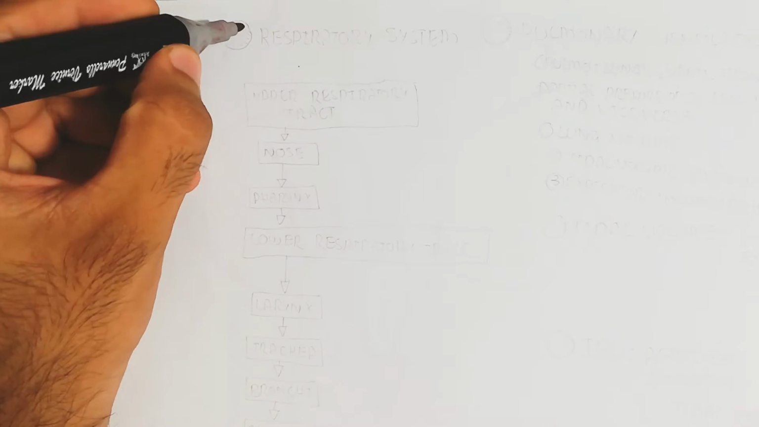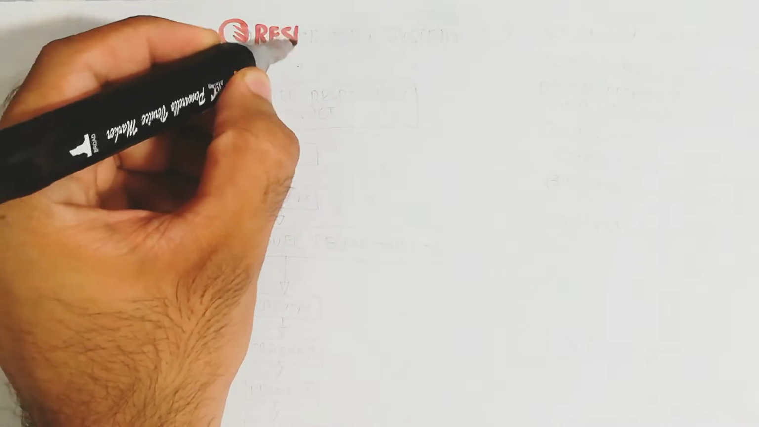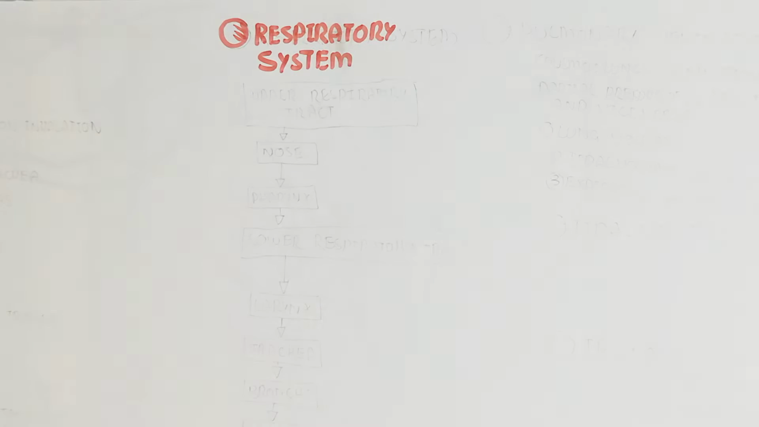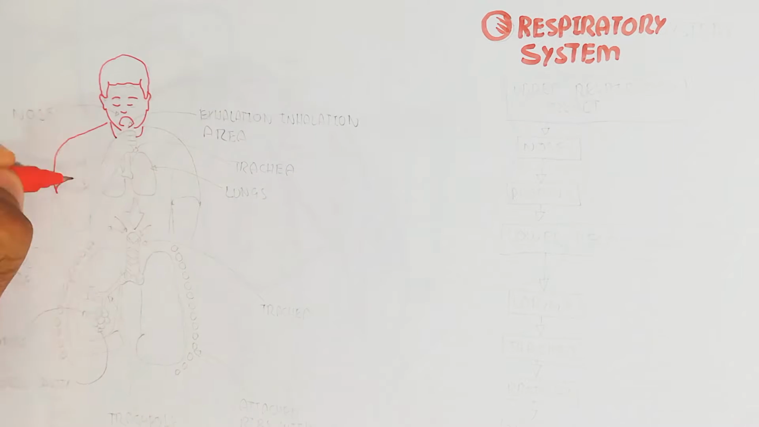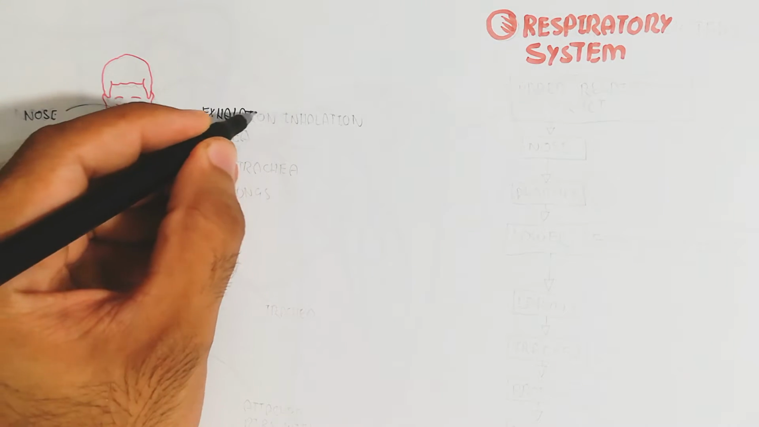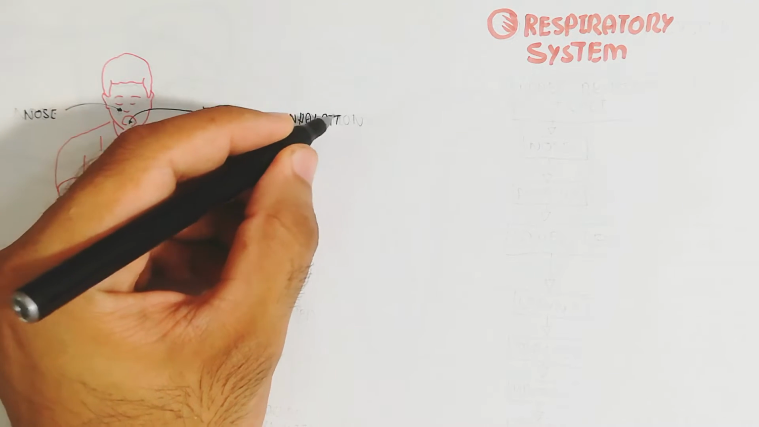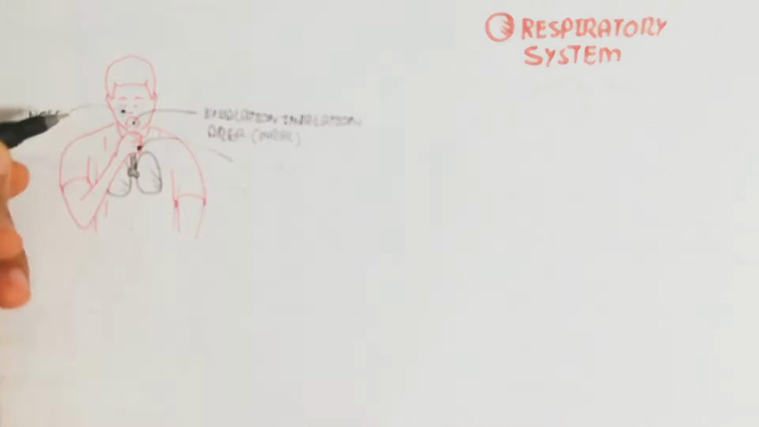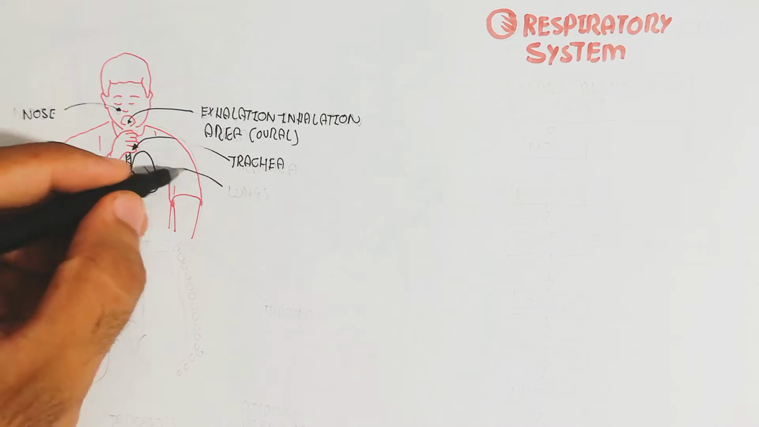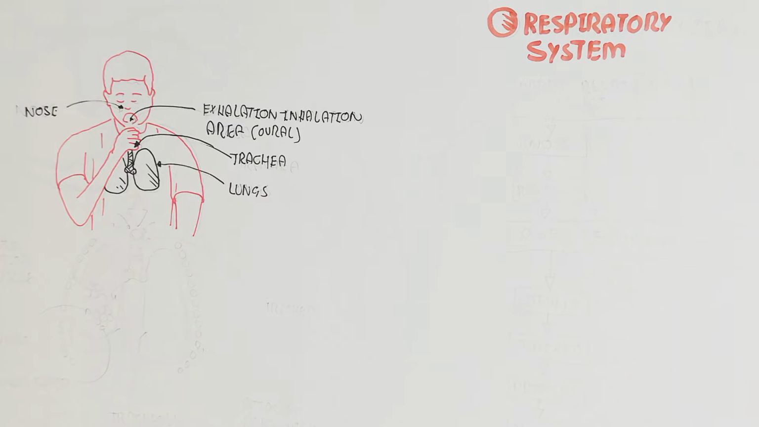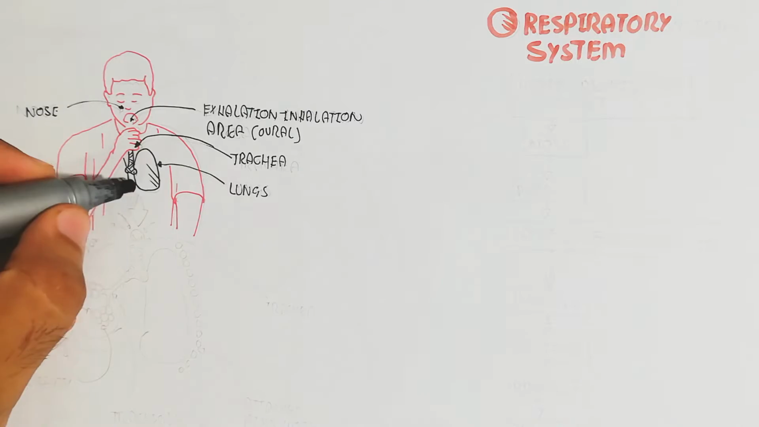Hello, in this video we will discuss the respiratory system. The respiratory system is used for breathing, to take oxygen into our body for aerobic respiration. This person has an oral cavity, a nasal passage and an oral passage. The exhalation and inhalation area includes the oral cavity, the trachea and the lungs.